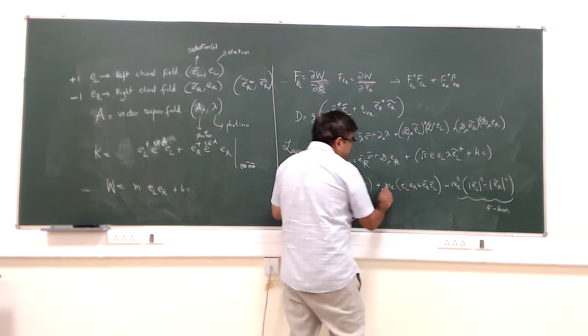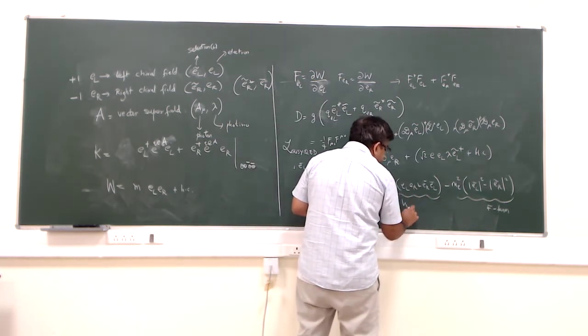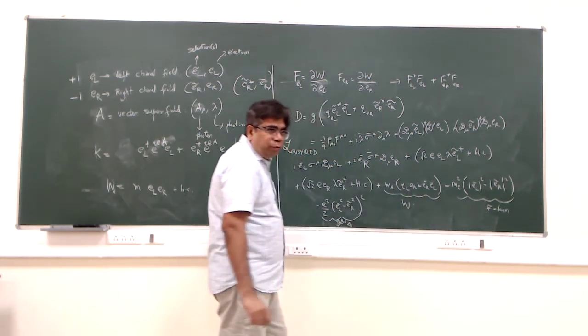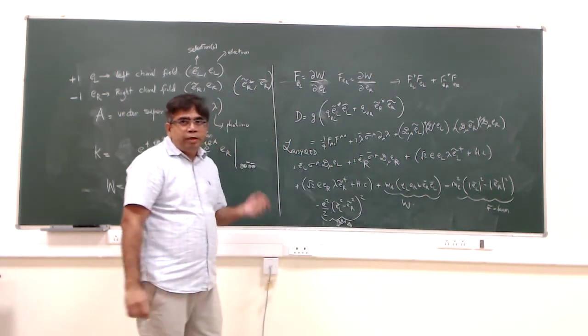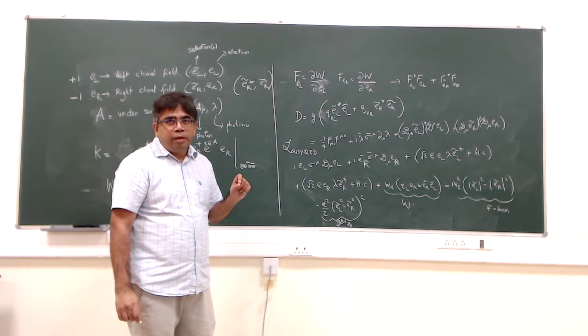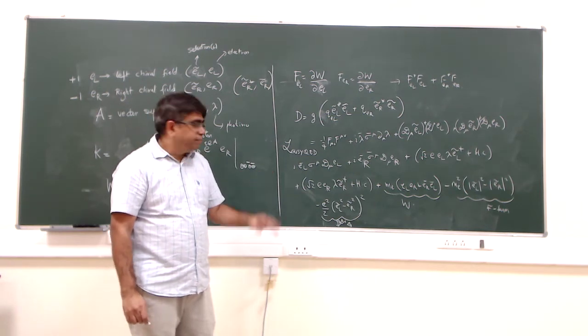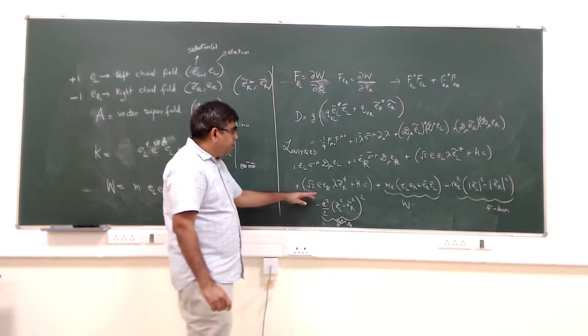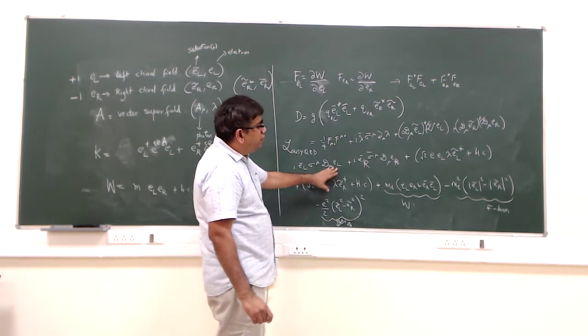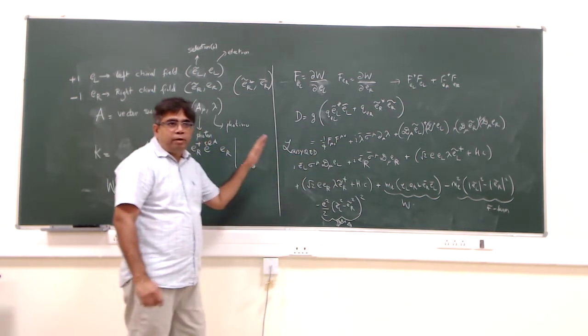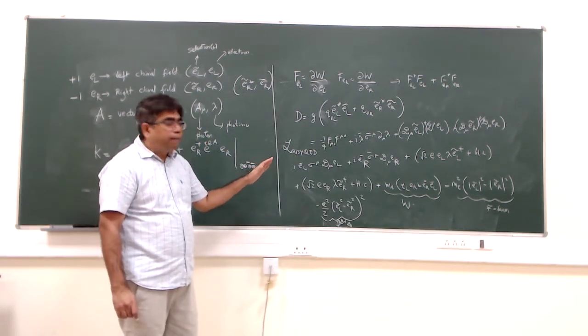This is your term from W, the superpotential. It only gives you mass terms, or Yukawa terms. All the rest is coming from your Kähler potential.